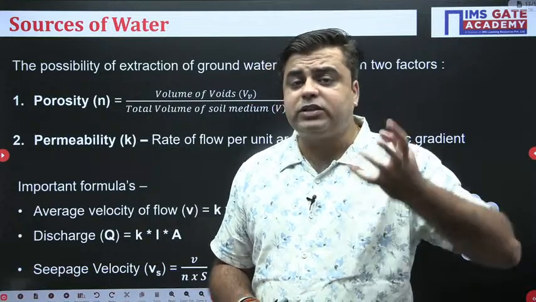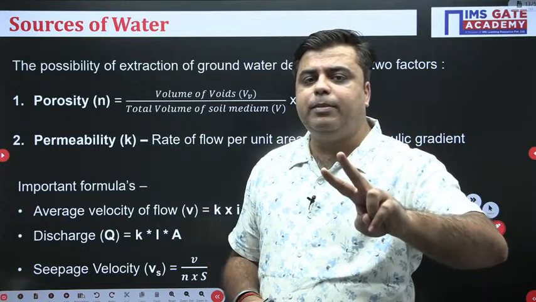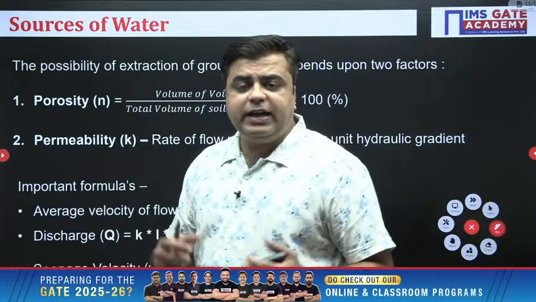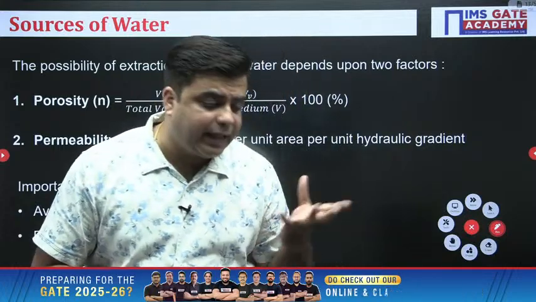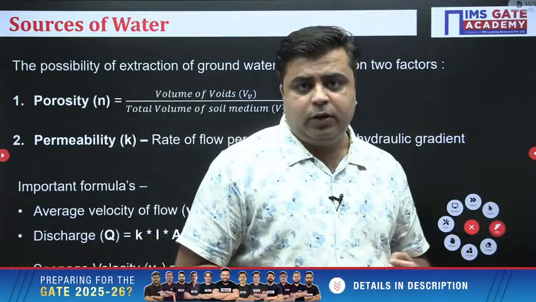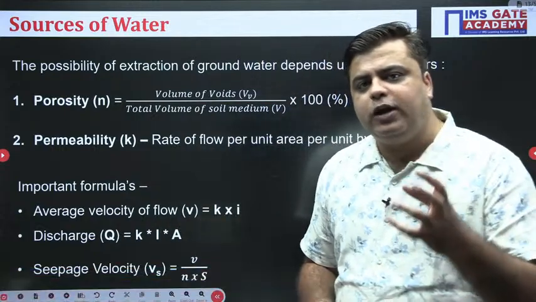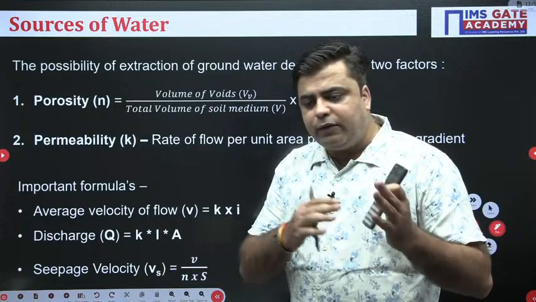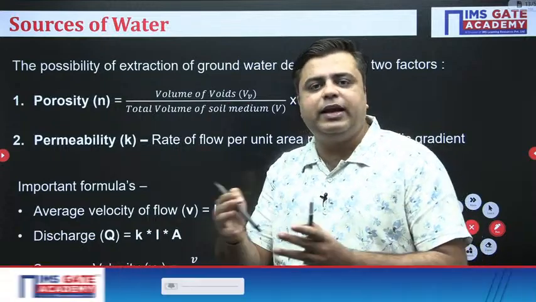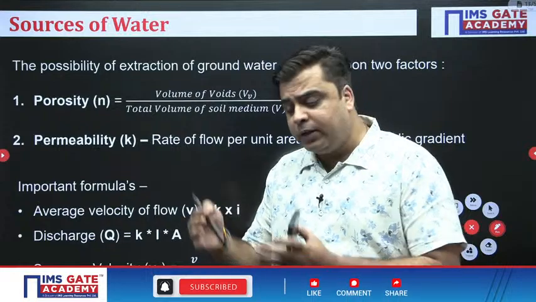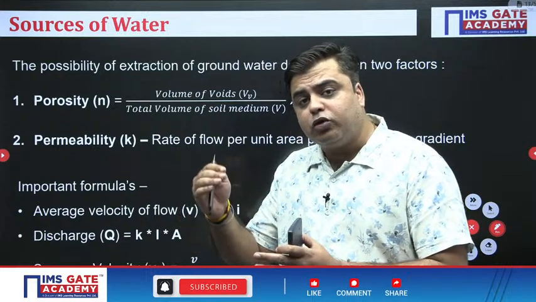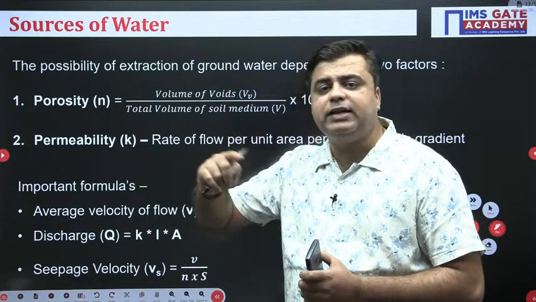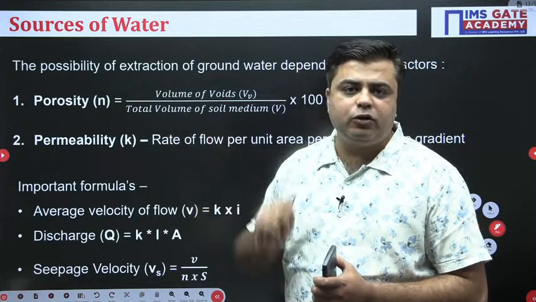Now, in order to extract this underground water, 2 parameters are very important. First one is the porosity. Porosity tells us how much amount of water can be stored in the soil. Porosity is simply the ratio of volume of voids to the total volume of the soil medium. Now we have 2 different types of soil, fine-grained soil and coarse-grained soil. So obviously, in coarse-grained soil, the porosity will be less because total volume of voids is comparatively less in coarse-grained soil as compared to fine-grained soil.